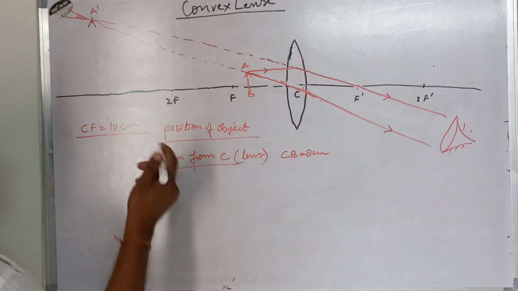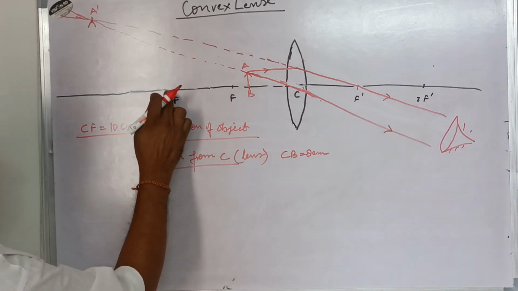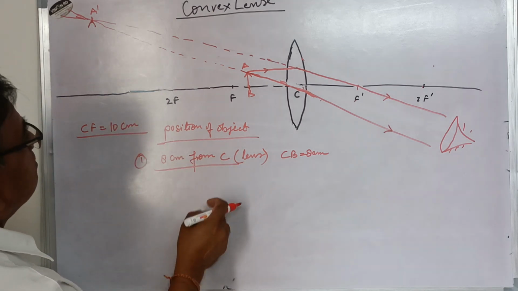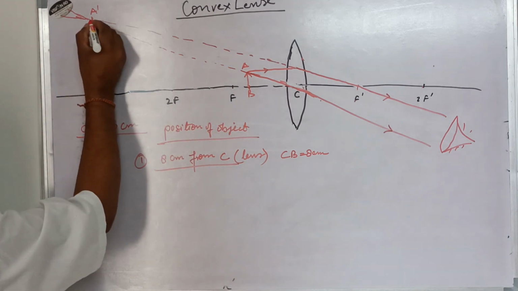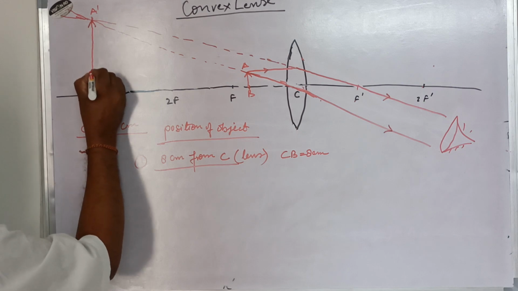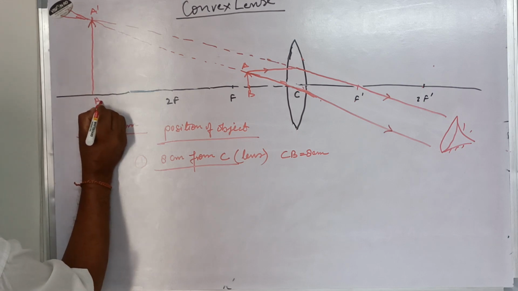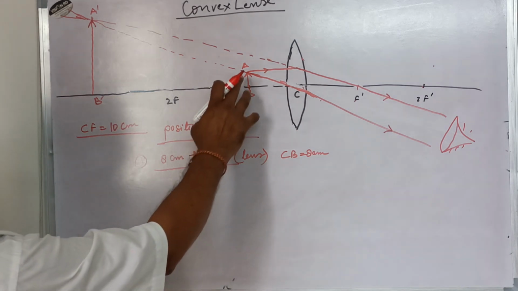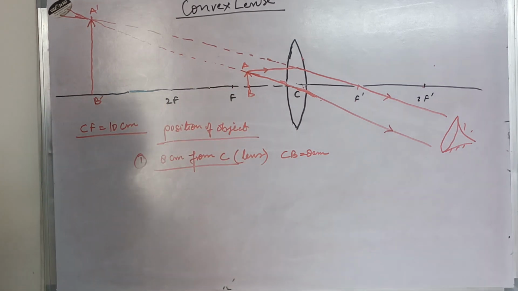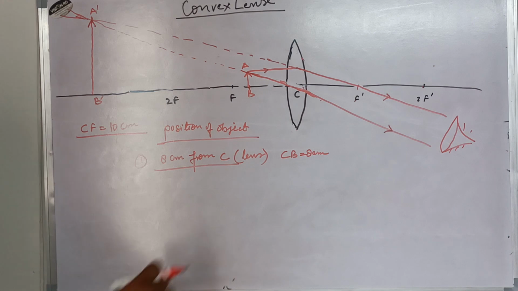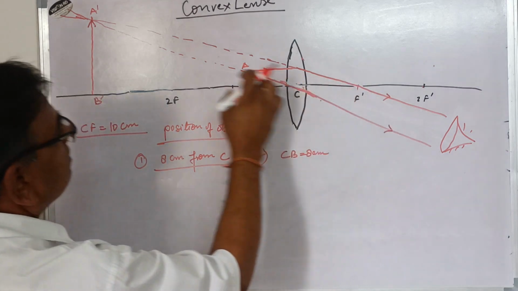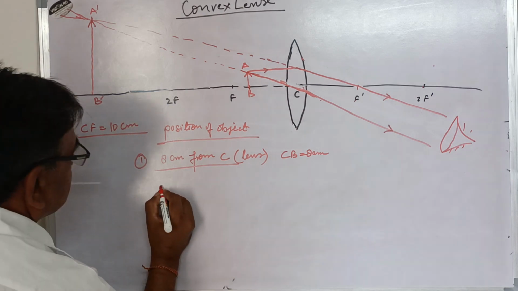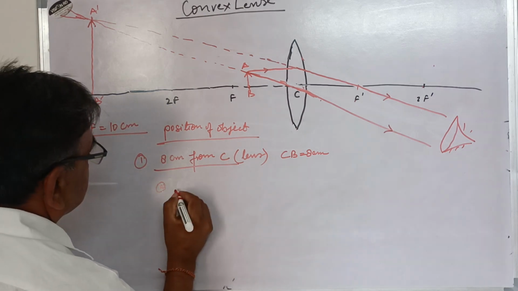Understand clearly so that you need not say anything further when this position is asked. So now this will be the point B dash. So A dash B dash will be the image of AB. So in this case, the refracted rays don't actually cut each other. So number one, the image is not real, it is virtual.